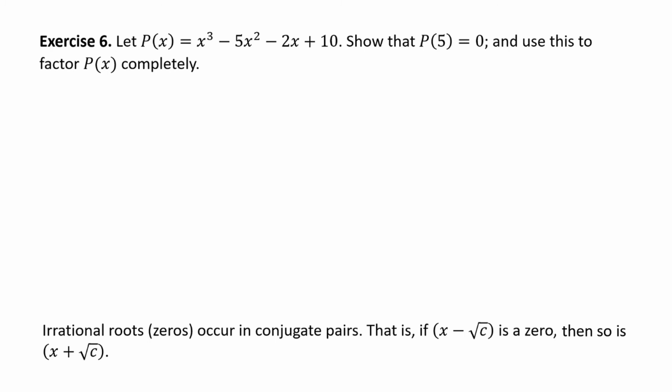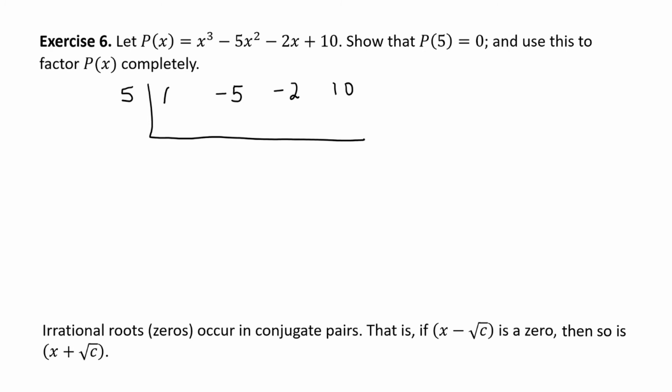Exercise. Let P of x equal x cubed minus 5x squared minus 2x plus 10. Show that P of 5 equals 0, and use this to factor P of x completely. To show that P of 5 equals 0, let's use synthetic division. I'll begin by writing the coefficients of the polynomial. For x cubed, that coefficient is 1. We have then negative 5, negative 2, and 10. Our divisor is positive 5.